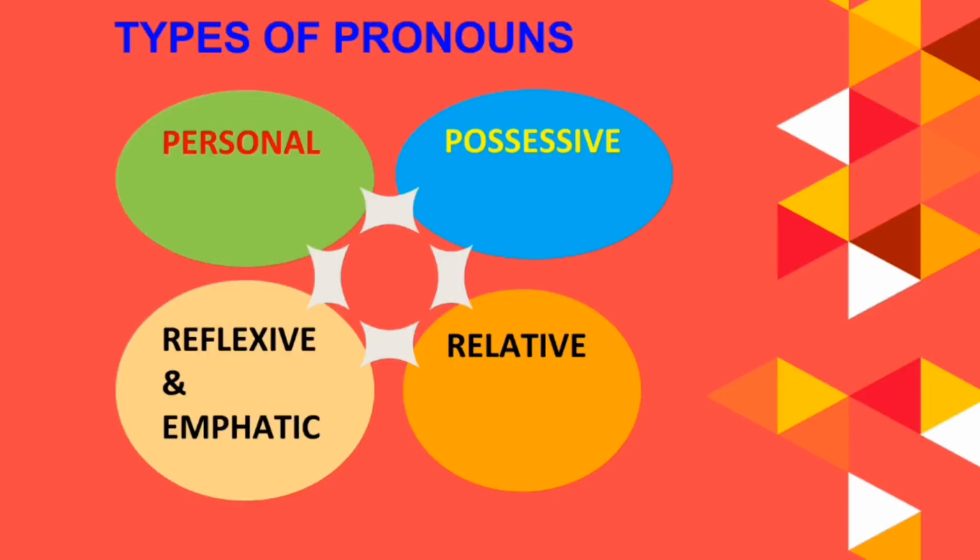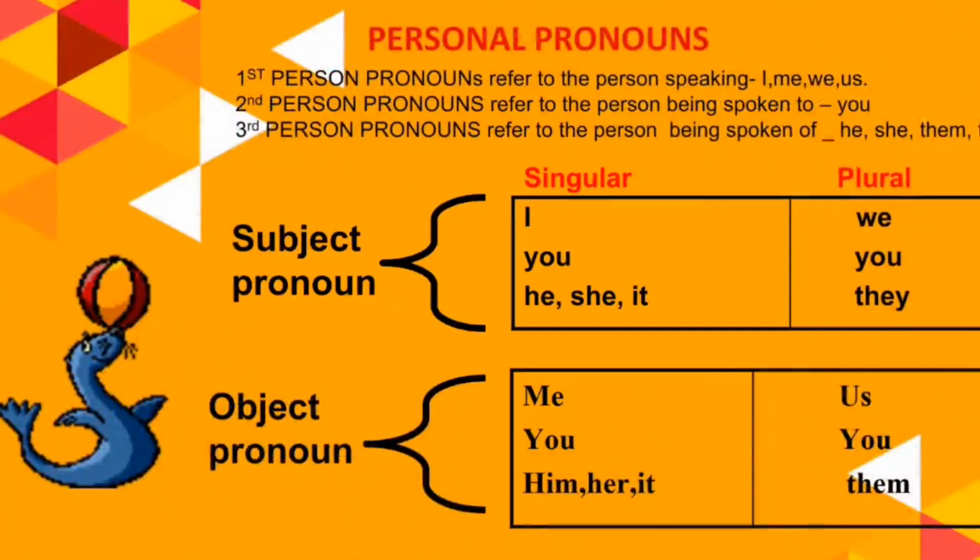So today's class we will be dealing with only personal pronouns. Which are the different types of personal pronouns? The personal pronouns are divided into first person, second person and third person pronouns. And in the first person we have I and we. I and we is the first person pronoun. And I and we are used as a subject, right? As a subject we are using I and we.